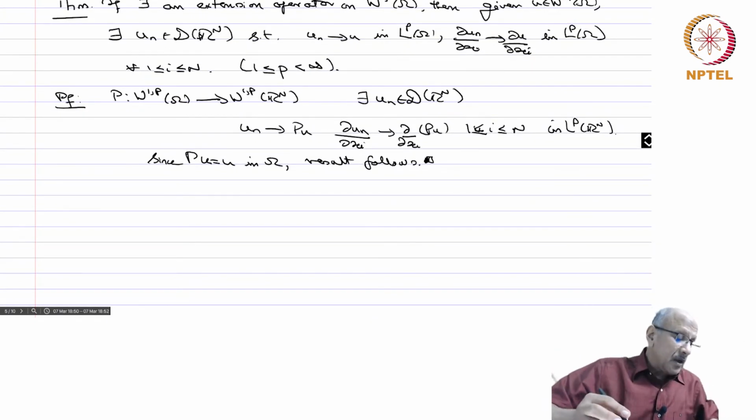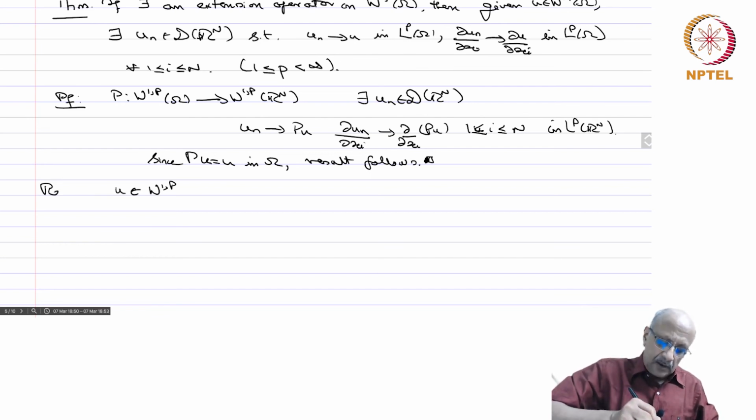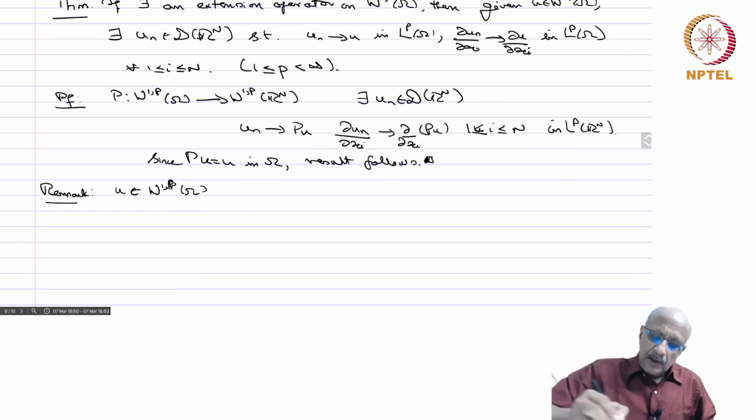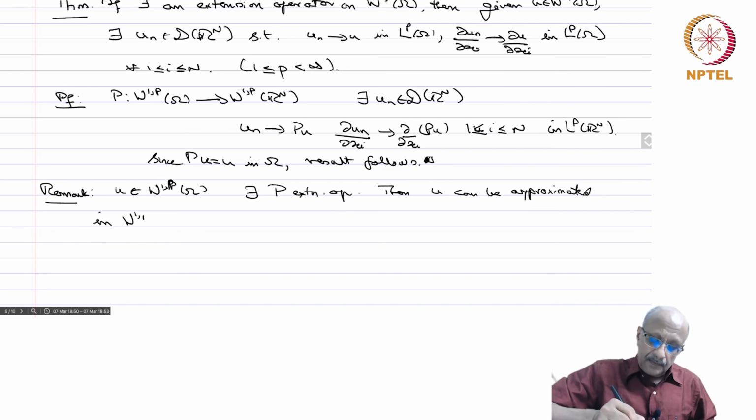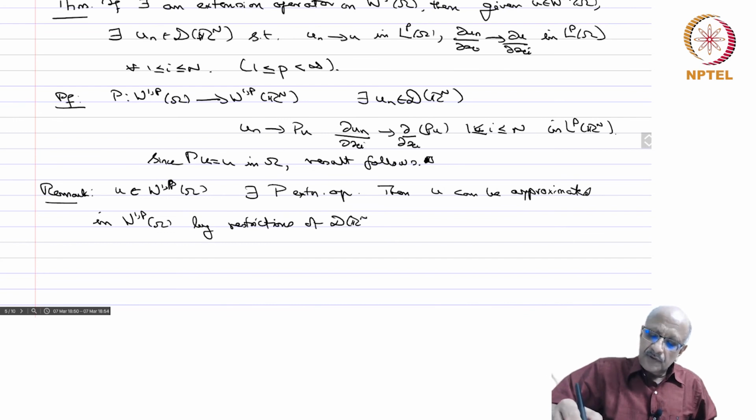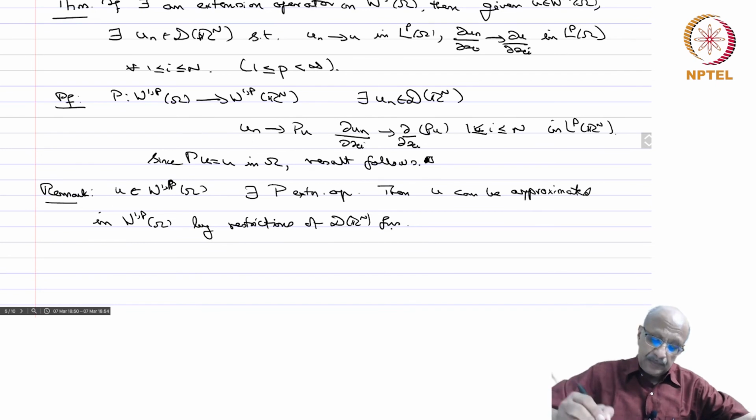Now, what does this theorem mean? Remark: it means that if you have u in W^{1,p} of omega, this is small p, and there exists a capital P extension operator, then u can be approximated in W^{1,p}(omega) by restrictions of D of Rn functions, which are C infinity functions in particular in omega.